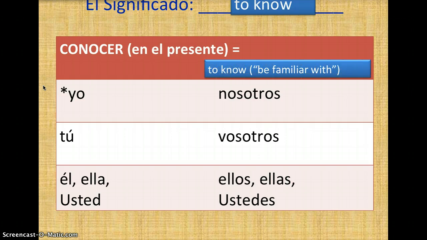Conocer, to know or to be familiar with. This one also has an irregular yo form. Conozco. Yes, there is a Z in there. Please don't forget to add that as you're taking notes.